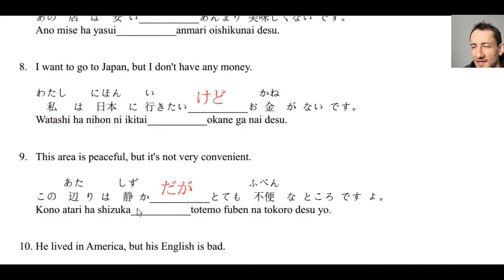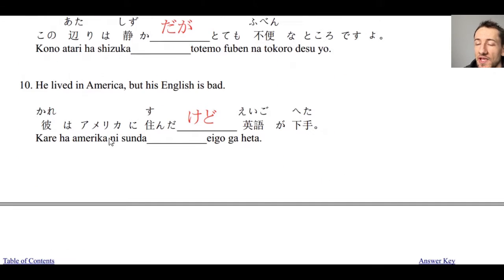Number 9. This area is peaceful or quiet, but it's not very convenient. この辺りは静かだがとても不便なところですよ. So 静か is a na-adjective. この辺りは静かだがとても不便なところです。Number 10. He lived in America, but his English is bad, or he speaks English poorly. 彼はアメリカに住んだけど英語が下手. So you'll notice this word right here, 下手.